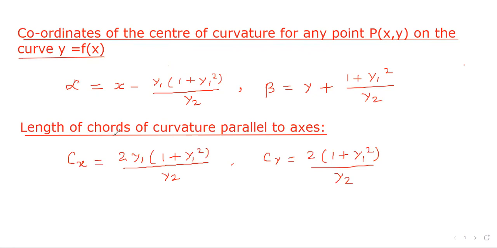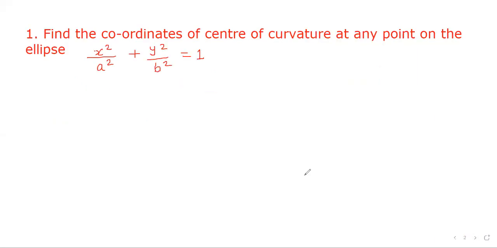And the lengths of chords of curvature parallel to the axes are given by Cx = 2 y1 (1 + y1 square) divided by y2, and Cy = 2 (1 + y1 square) divided by y2. Now, let's understand these things by some examples.